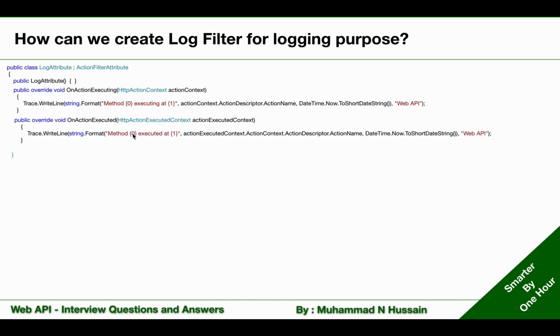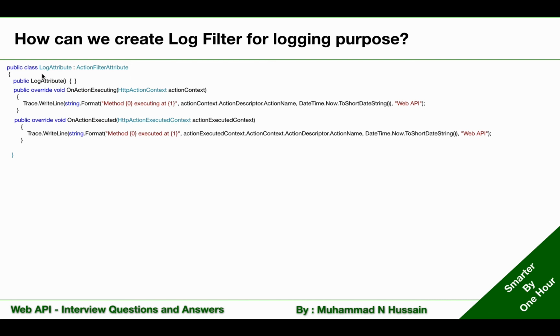Similarly, we can override OnActionExecuted, and we can add code here, the code which we want to execute after the action method execution. And again, I'm just adding an entry into the trace with the action name and DateTime.Now, to add an entry when that action method execution was done. So this is a way we can use a class to create this log attribute, which is basically a filter of action type.